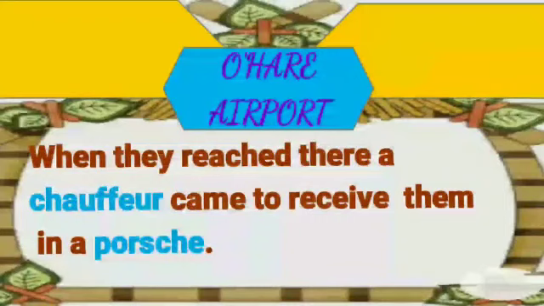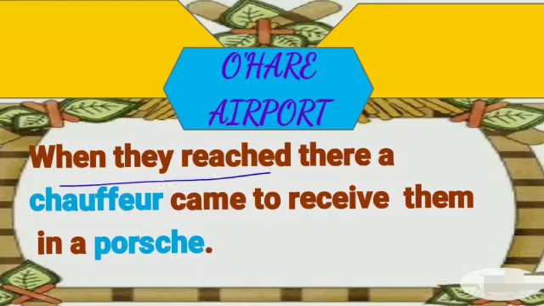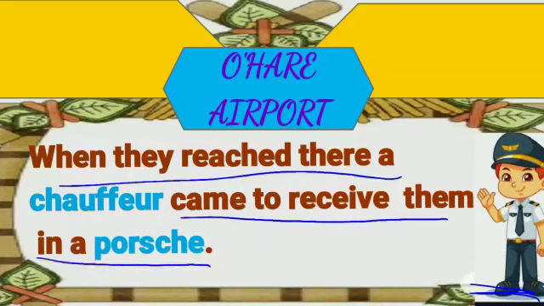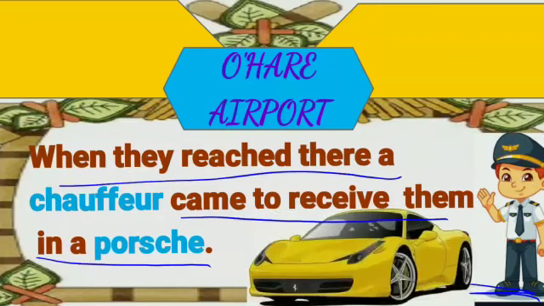Oh, here is an airport, and it's an airport in Chicago. Now they have reached Chicago. When they reach there, a chauffeur, yes, as you can see in the picture, a chauffeur, which is a driver, came to receive them in a Porsche. Yes, the name of this vehicle is Porsche.